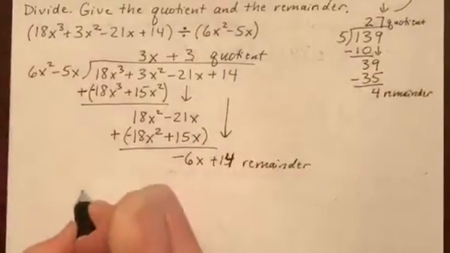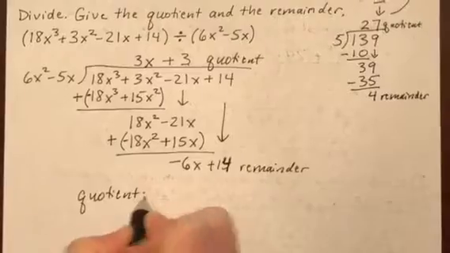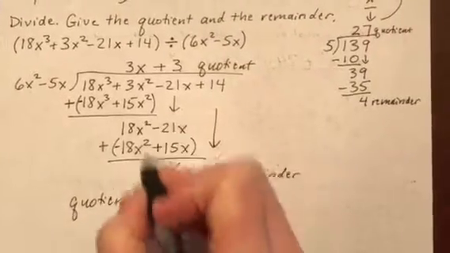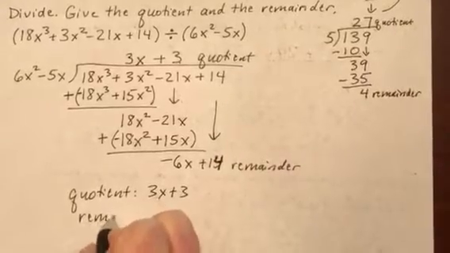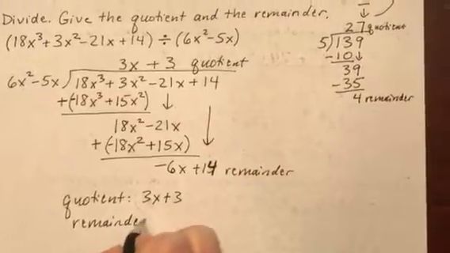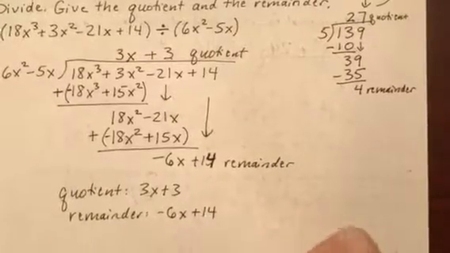And so when you're on Alex, it will give you these two words, and that's what you're to type in next to them. So the quotient would be 3x plus 3, and the remainder would be negative 6x plus 14. And that's it.